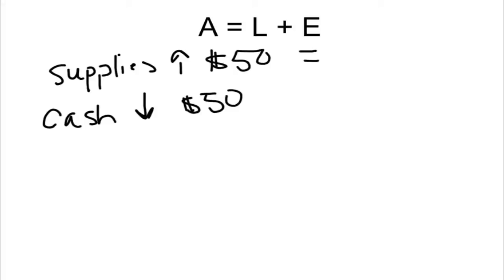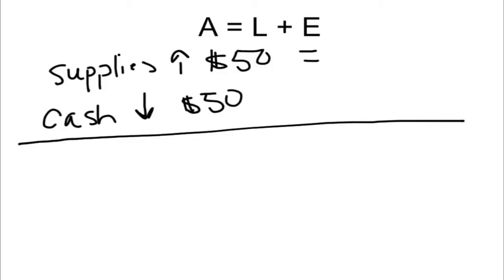Both of those are on the left side of the equal sign, but does my equation balance? Yes, it does. So I'm okay. Now again, if there were other accounts involved, we would need to continue, but I purchased supplies for cash. This would be the overall transaction, the effect on my accounting equation. Supplies went up, cash went down. What if, let's take the same scenario, we purchased supplies again, but this time we purchased them on account.